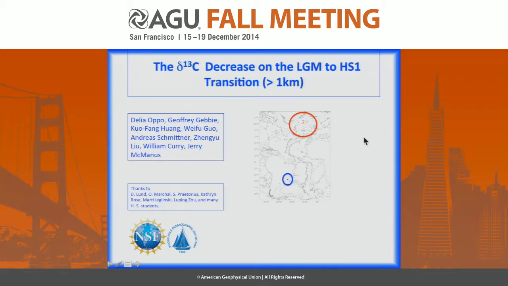So I'm going to discuss data from only 2 depth transects today. I'm going to focus on the Delta C13 decrease that occurred on the LGM to HS1 transition, and I'm going to look at data only from cores deeper than 1,000 meters. The 2 depth transects are from the North Atlantic. Most of the cores are from the eastern flank of the Reykjanes Ridge. We included 1 core that wasn't on the ridge to include data from a deeper core, and our second depth transect is from the Brazil margin.